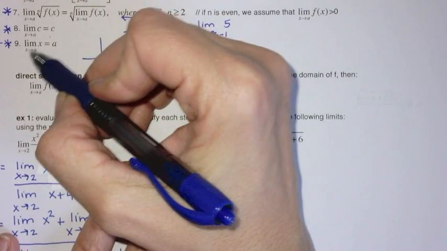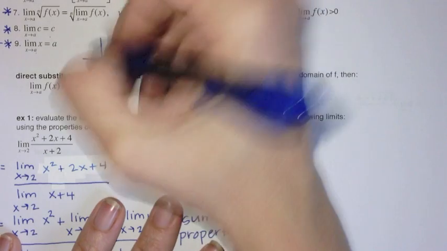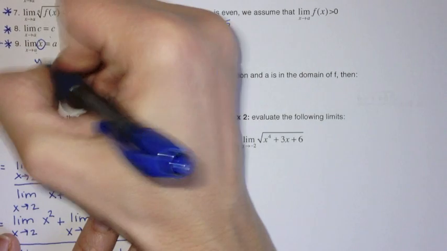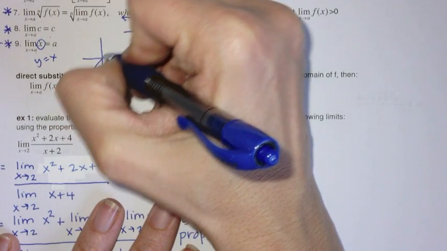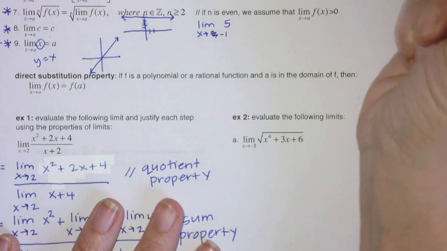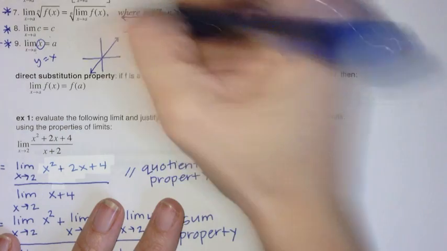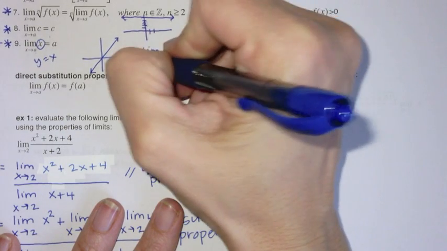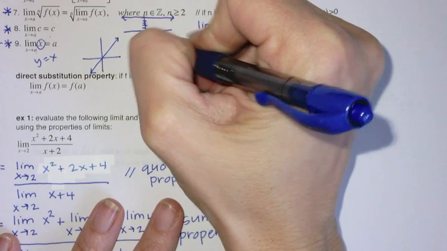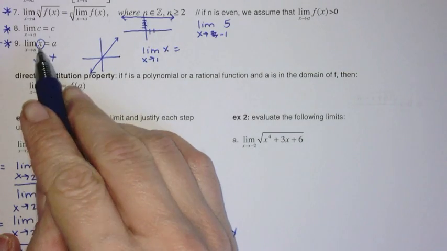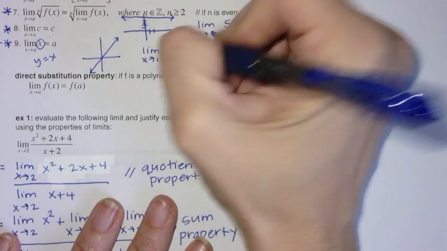The limit as x approaches a of x. Remember, that's our function, so that's y equals x. That's this line, diagonal line, right? What if I say the limit as x approaches 1 of x? What does this rule say? It says it's whatever number is down there. So it should be 1.